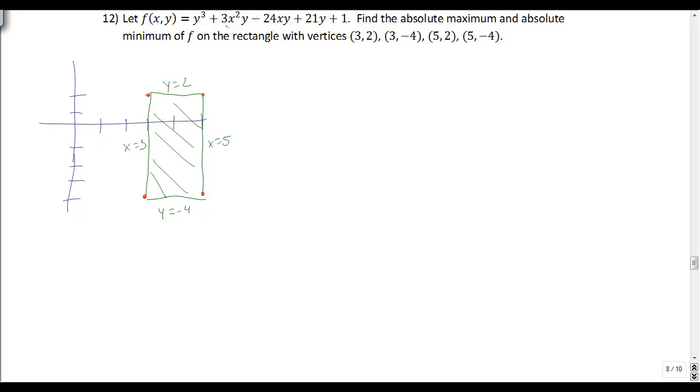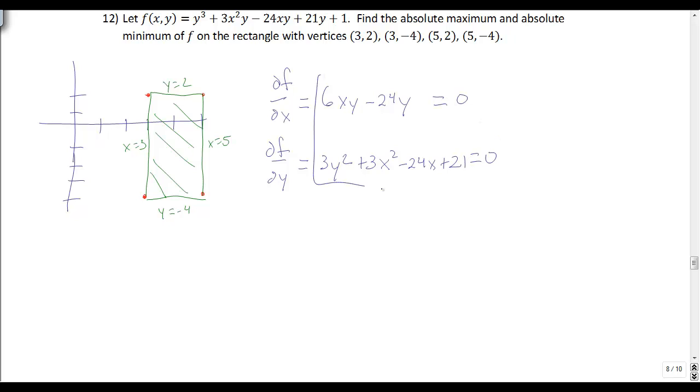Well, this is a polynomial, so the partial derivatives will be defined everywhere. So we want to figure out points where both the partial with respect to x and the partial with respect to y are 0. So partial f with respect to x is 6xy - 24y. And partial f with respect to y is 3y² + 3x² - 24x + 21. Our goal is to set both of these equal to 0, so we want to find x and y that satisfy these two.